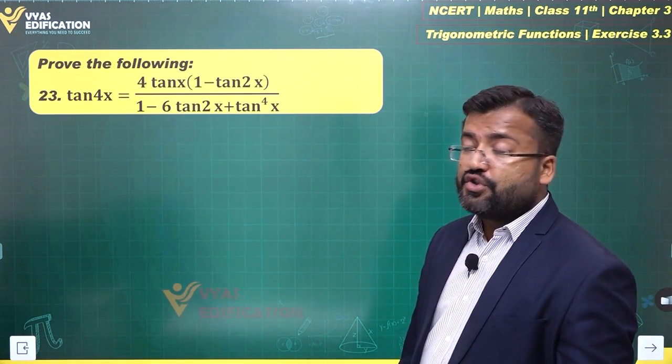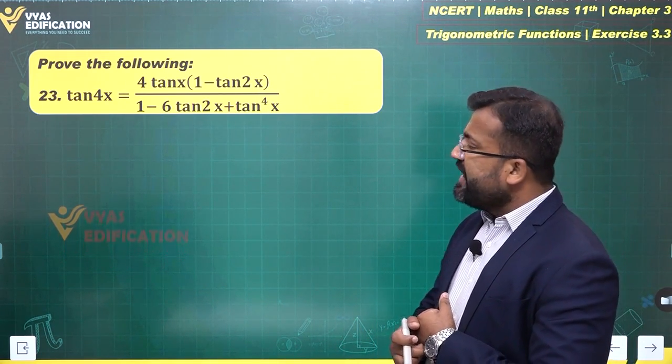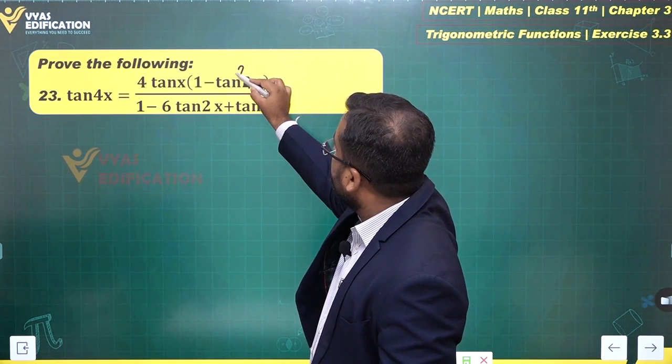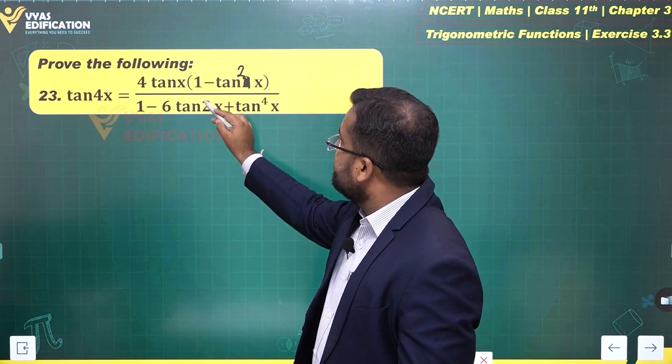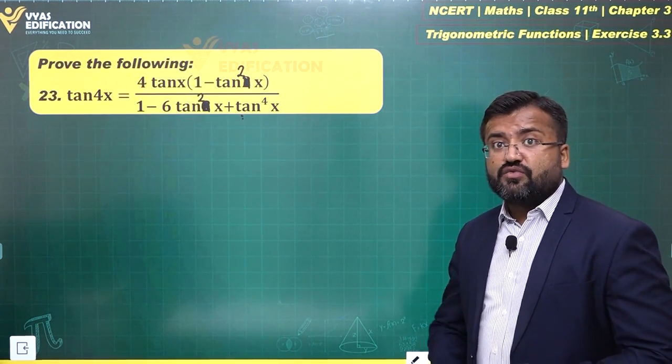Let's take a look at this question over here. Tan 4x equals 4 tan x times 1 minus tan 2x. No, this is not tan 2x. This is actually tan square x. And 1 minus 6, again, this is tan square x plus tan power 4x. This is what we have.